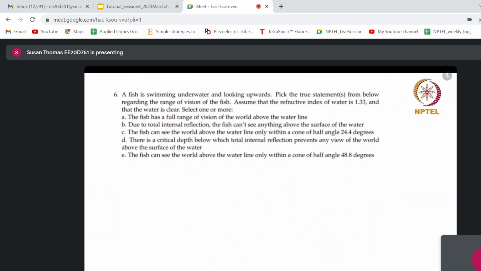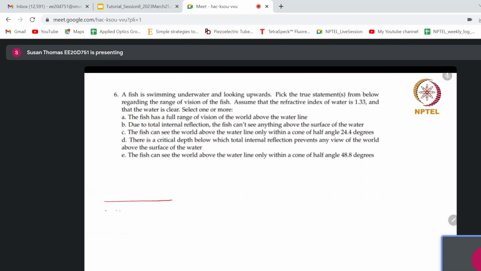So next question. To discuss the next question, read through the statement to understand what is the scenario here. A fish is swimming underwater and looking upwards.